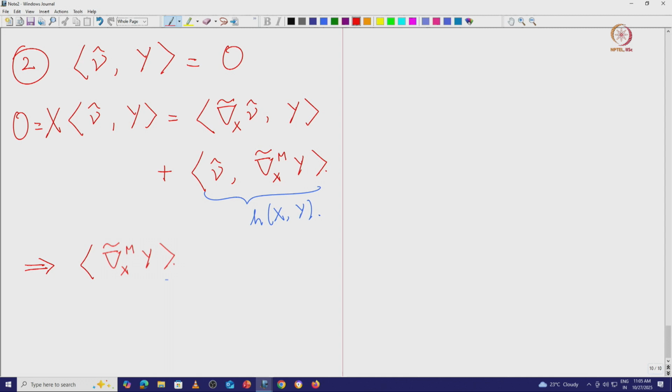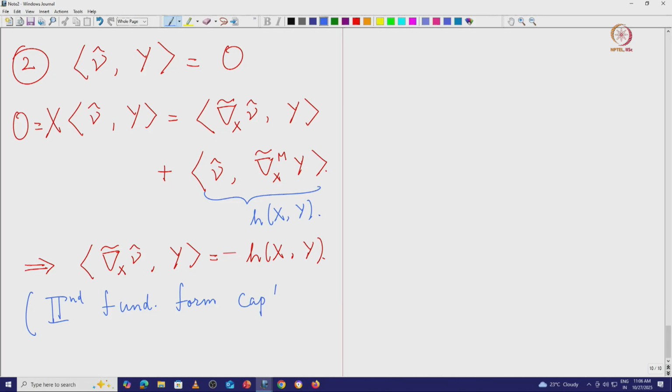So, that means that if you take this, okay. So, the moral of this story is that the second fundamental form captures the derivative in some sense of the unit normal vector. Okay, so how the unit normal vector twists and turns, that is what is captured by essentially the second fundamental form. Okay.